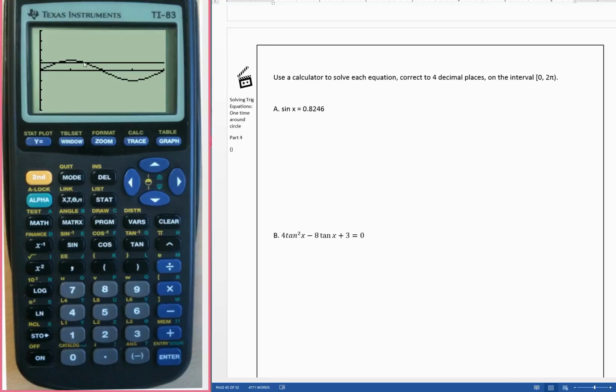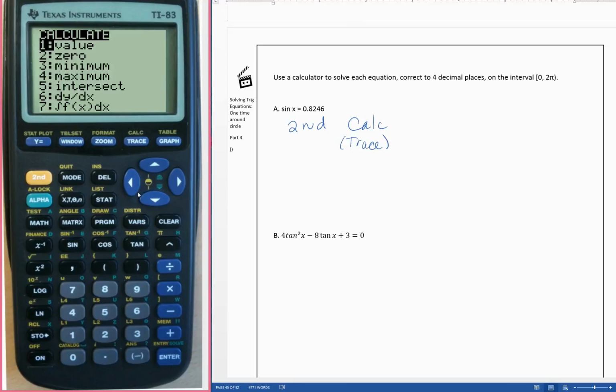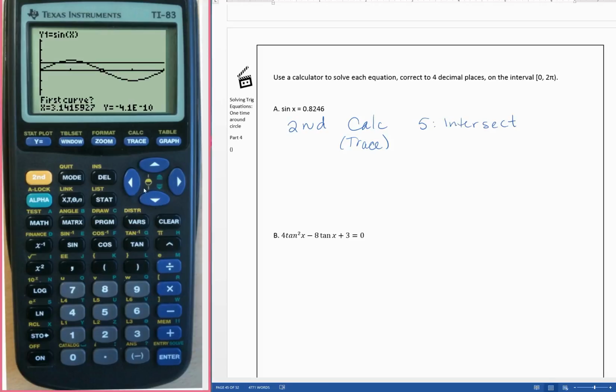Now what we can do is use the intersect feature. So you're going to hit the second button because we need to go to calc. So second and then calc, which is above trace. And we're going to go down to number 5, intersect. And we'll have to do this twice since we have 2 places where it intersects.